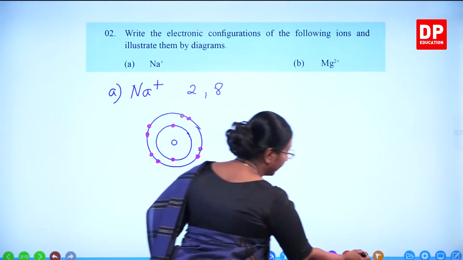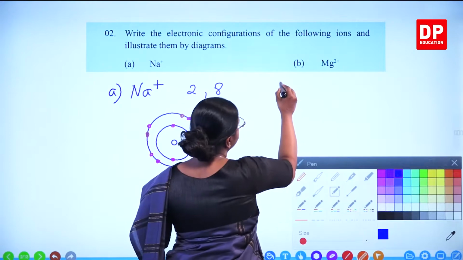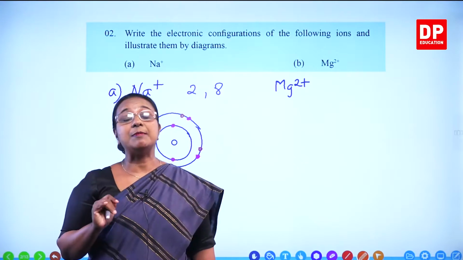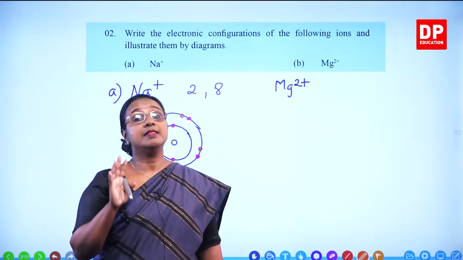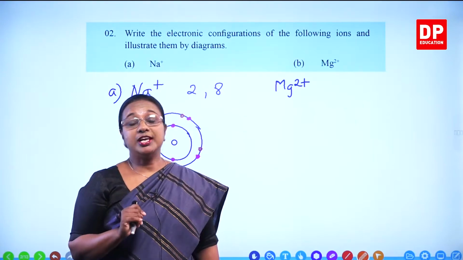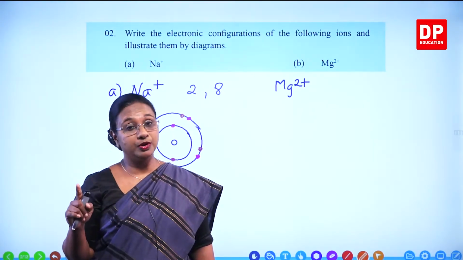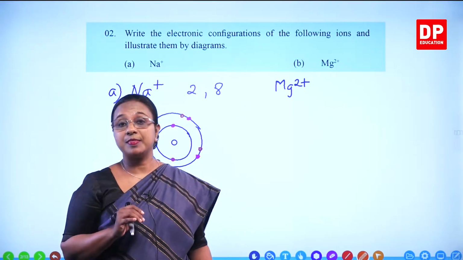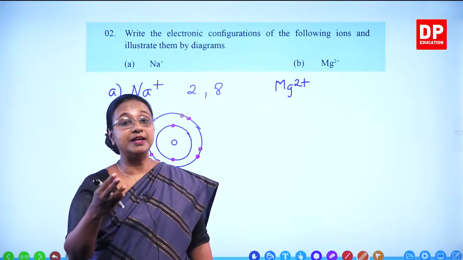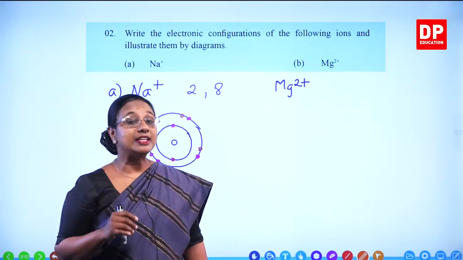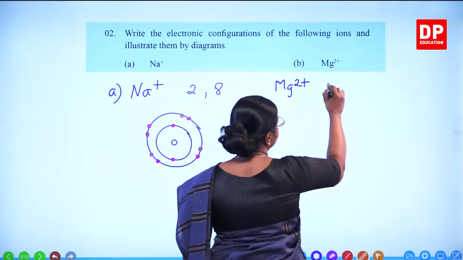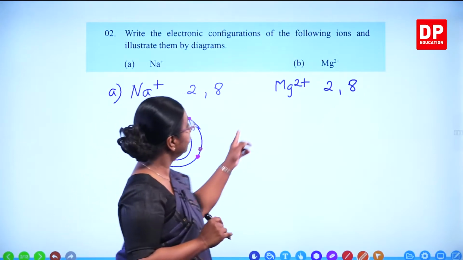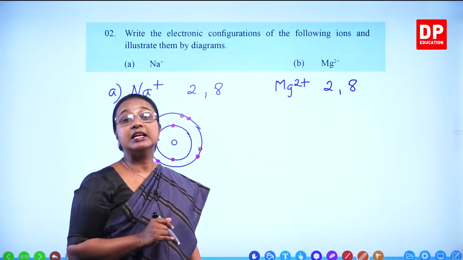Then we have magnesium ion, that is Mg2+. Again, if you remember the atomic number of magnesium, that is 12. So, electronic configuration 2, 8, 2. And it belongs to group 2, valency is 2. The 2 electrons are lost from the magnesium atom to form the magnesium ion. So, what is the electronic configuration there? That is also 2, 8. Again, similar to neon.